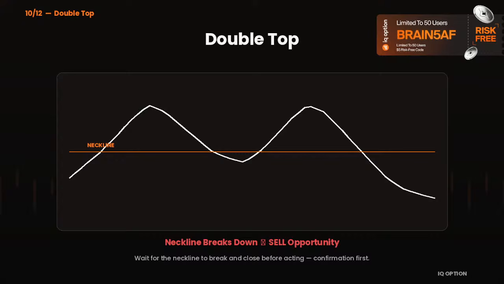The line connecting the low point between those two peaks is called the neckline. You can see it on your screen. When price breaks down through that neckline and closes below it, that is your confirmation that this is a double top. It means there's now a potential selling opportunity, that the market is going to go down and you should sell at that point, because there's a higher chance the market is now going to go in a downward direction.